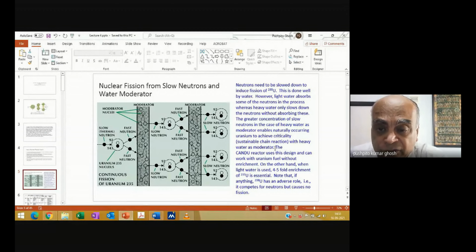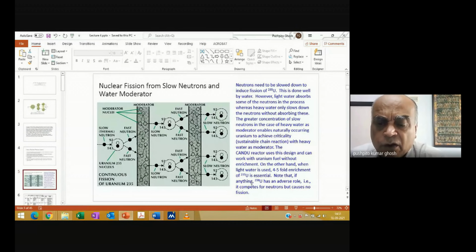Now, this concept was exploited for the first time by the Canadians. Okay, and they are the ones who put up what is known as the CANDU reactor, meaning Canadian deuterium based reactor. Okay, and the beauty is they don't need to enrich the uranium in this reactor. So it's wonderful. Okay, on the other hand, when light water is used, 4 to 5 fold enrichment of uranium 235 is essential. Okay, so there are two things that we will discuss as we go along.